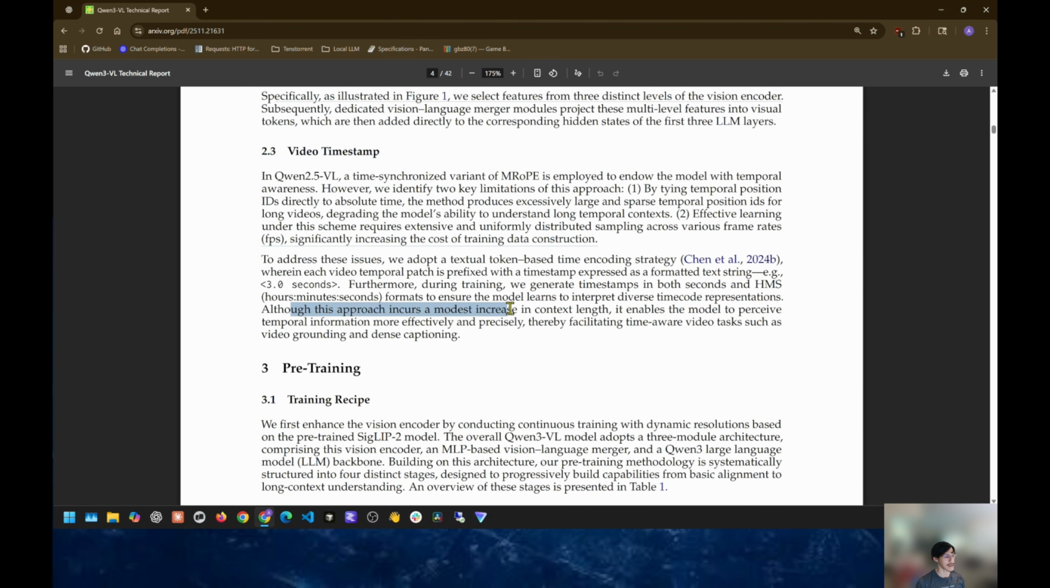Although this approach incurs an increase in context length, it enables the model to perceive temporal information more effectively and precisely, thereby facilitating time-aware video tasks such as video grounding and dense captioning.